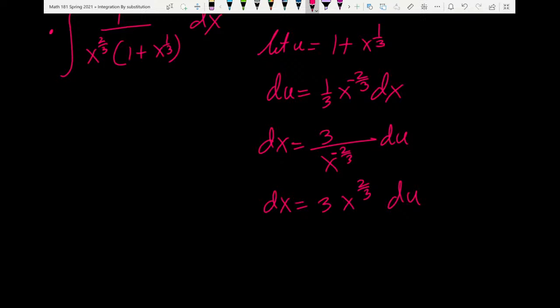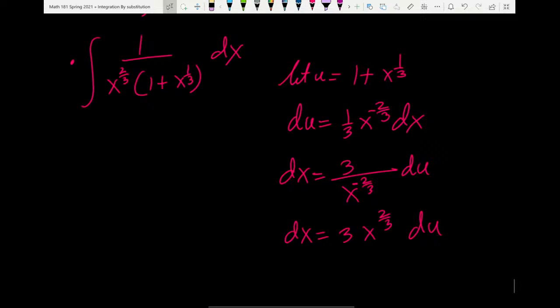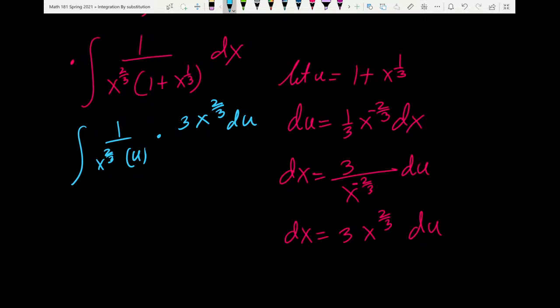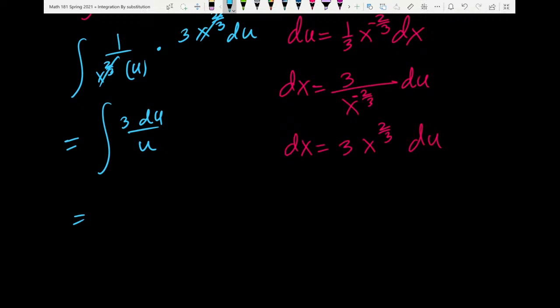Now, if I substitute all of that in here, let's try it. 1 over x to the 2/3 times u, times 3 x to the 2/3 du. Voila, look at that. 3 du over u. So in this case, you get just 3 natural log of 1 plus x to the 1/3 plus c.